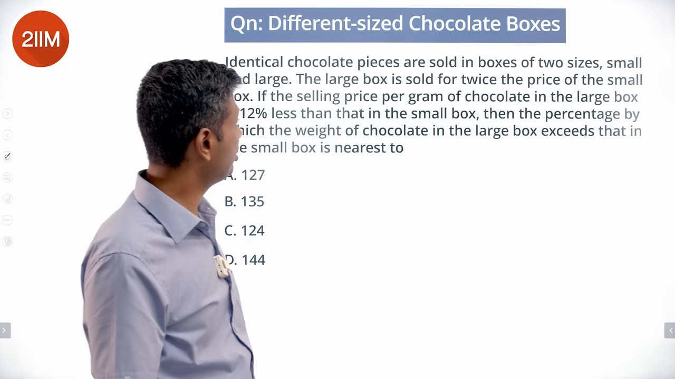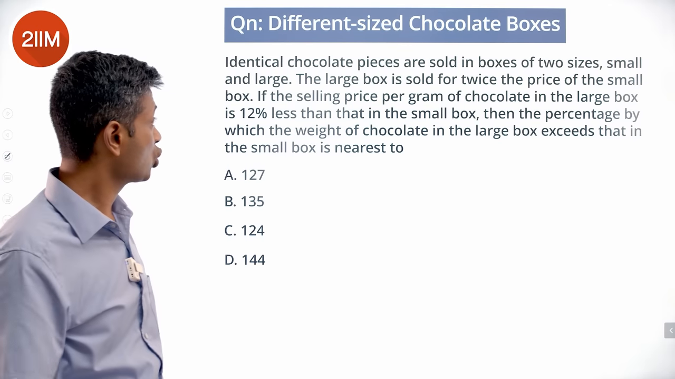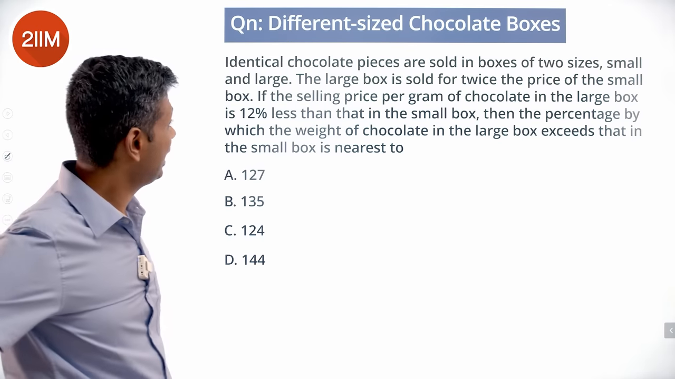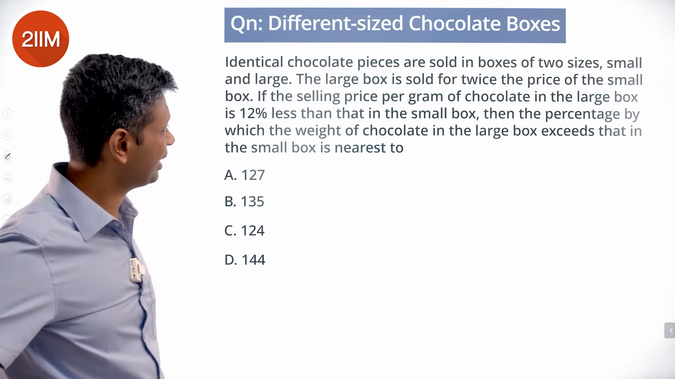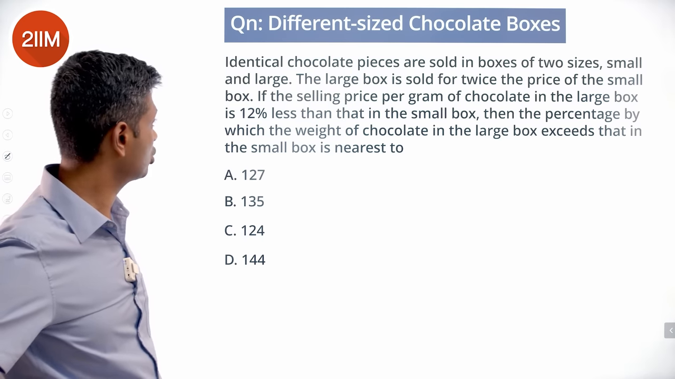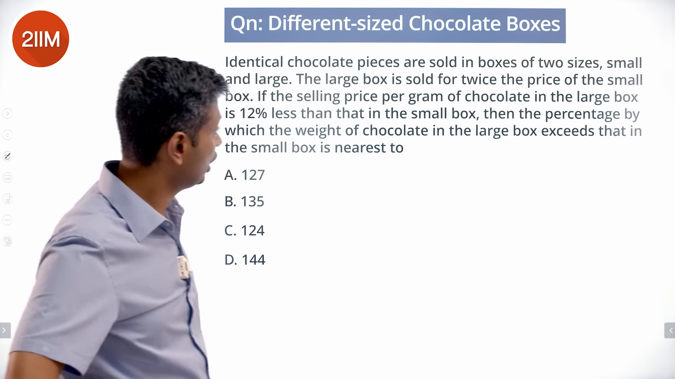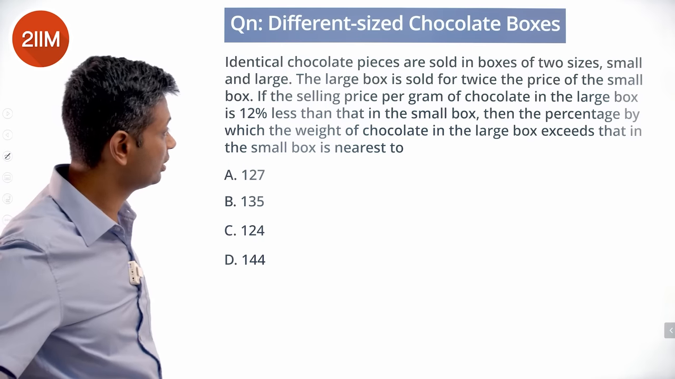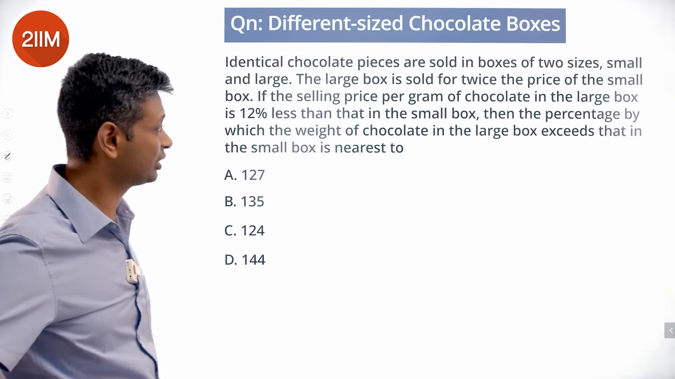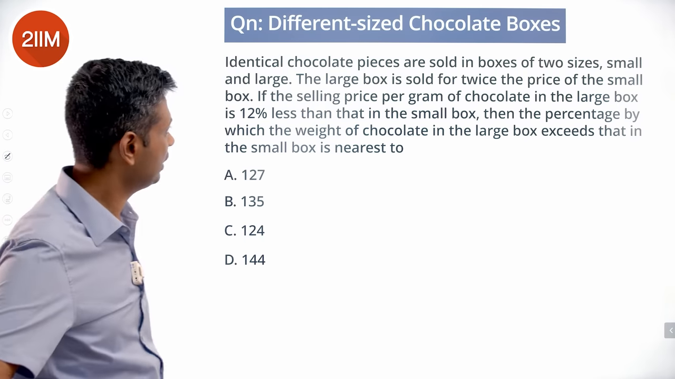Identical chocolate pieces are sold in boxes of two sizes, small and large. The large box is sold for twice the price of the small box. The selling price per gram of chocolate in the large box is 12% less than that in the small box. Then the percentage by which the weight of chocolate in the large box exceeds that in the small box is nearest to... Very interesting question.